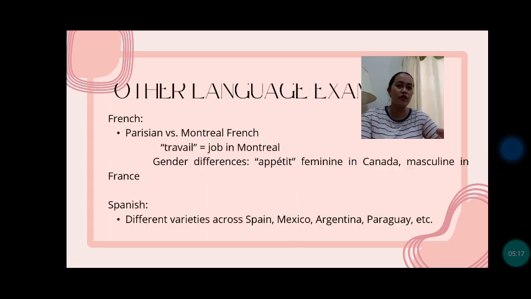Next, we have other languages. I have here other languages examples. Dialect differences aren't limited to English. In French, for example, Parisian French and Montreal French differ not only in pronunciation but also in gender and meaning, such as travail meaning job in Canada but work in France. In Spanish, there are also noticeable differences between varieties spoken in Spain, Mexico, Argentina, and Paraguay. This shows that regional variation is a universal linguistic phenomenon.